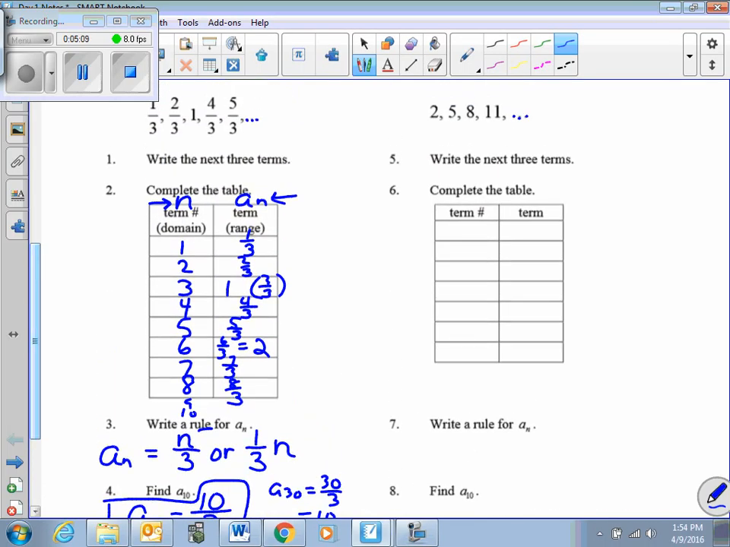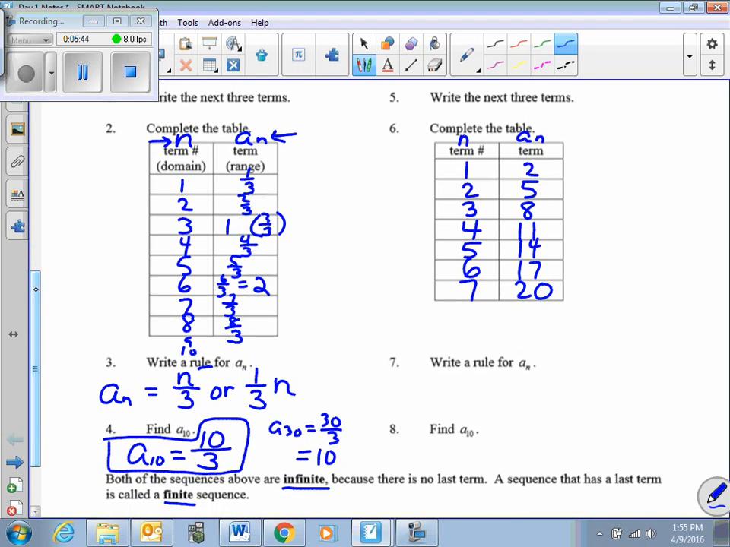Okay, let's see what we have now. I'm supposed to be writing the term number here, n, and a sub n goes here. So the first term is 2, second term is 5, third term is 8, fourth term is 11. I have to write the next 3. For the fifth term, I can easily see they're going up by 3s, so this is going to be 14. The sixth term is going to be 17, the seventh term is going to be 20. So now what I have to do is come up with a rule.